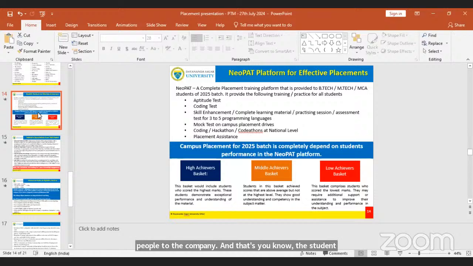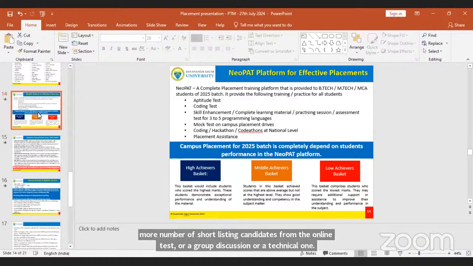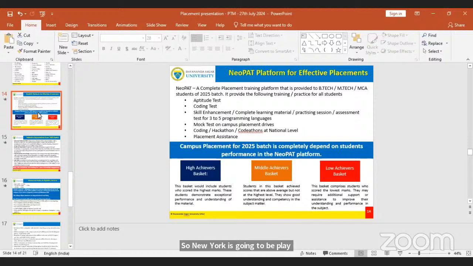And we could also see more shortlisted candidates from the online test, group discussion round, or technical round. So Neopad is going to play a very important role for placement.